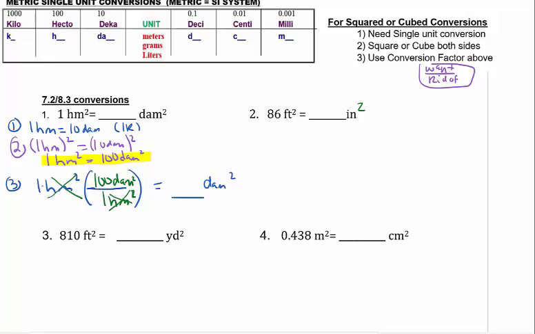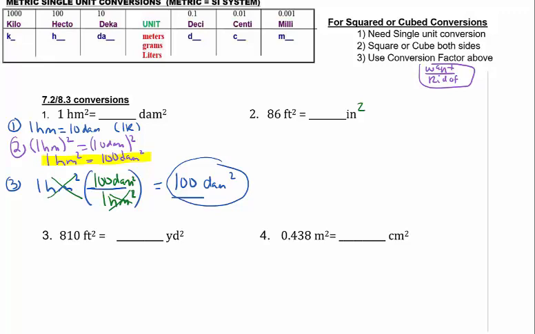And so 1 times 100 is 100. That's my answer. Now, yes, this one actually followed just using the conversion factor for number 2, but that's not always going to be the case. So I want you to be in the habit of always stepping through and following the 3 steps. So we're going to look at number 2.